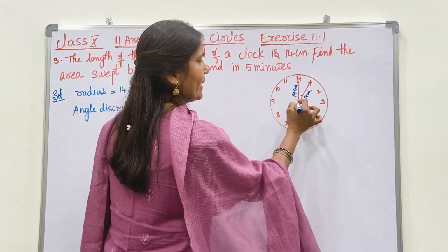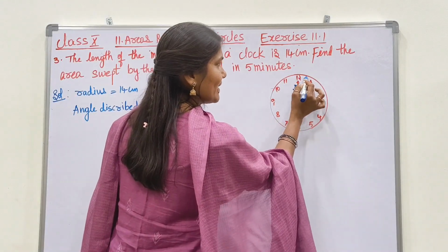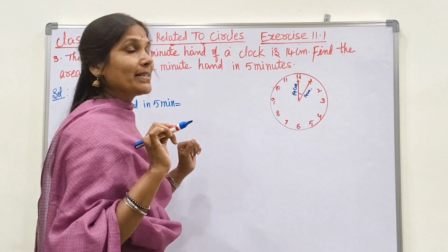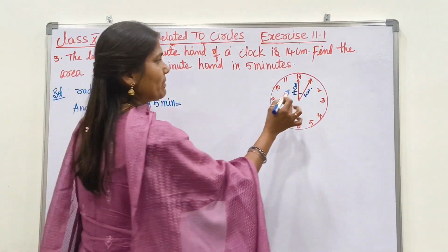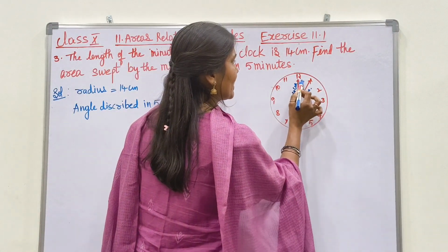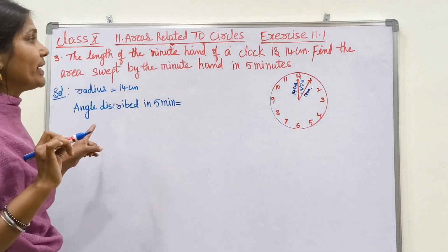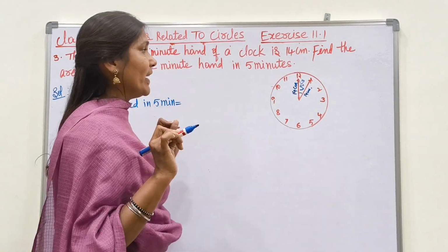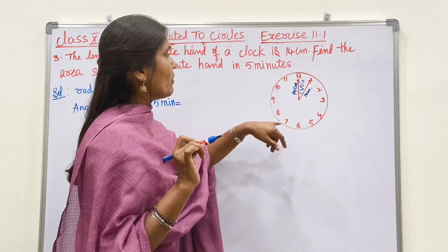Here the radius is given, and this is an arc, so we will find the sector area. There is one sector here, and that sector area we will find. When the minute hand moves 5 minutes, this is the area. First of all we don't know the degree, so first we will find the degree. How many centimeters is the radius?